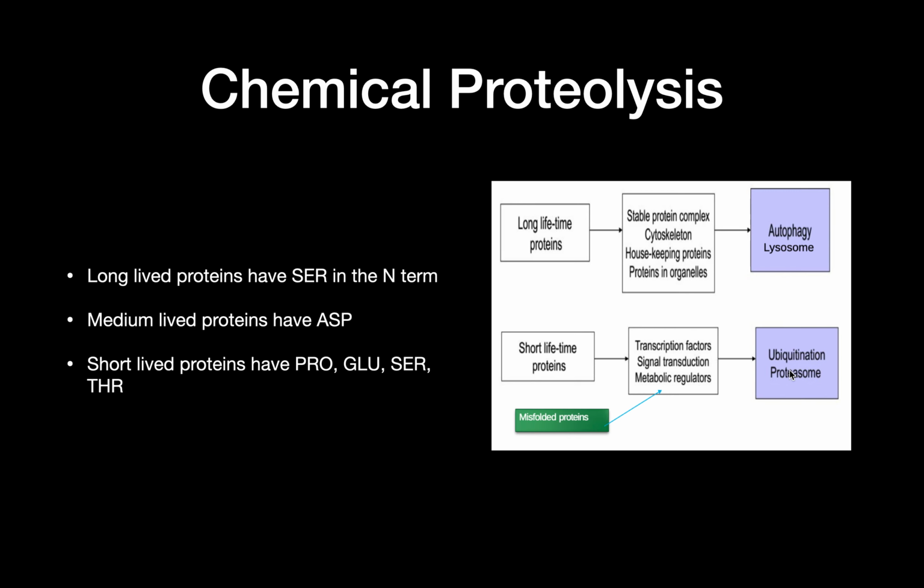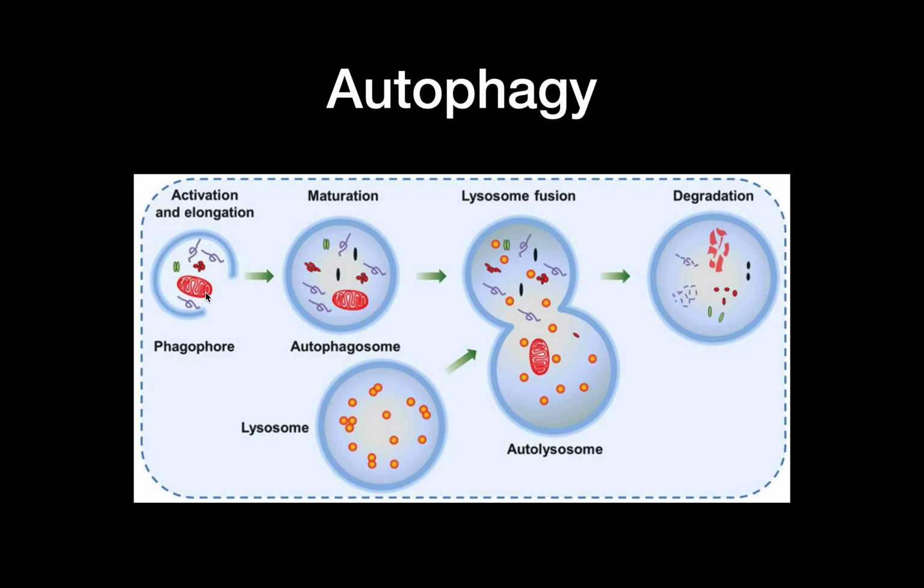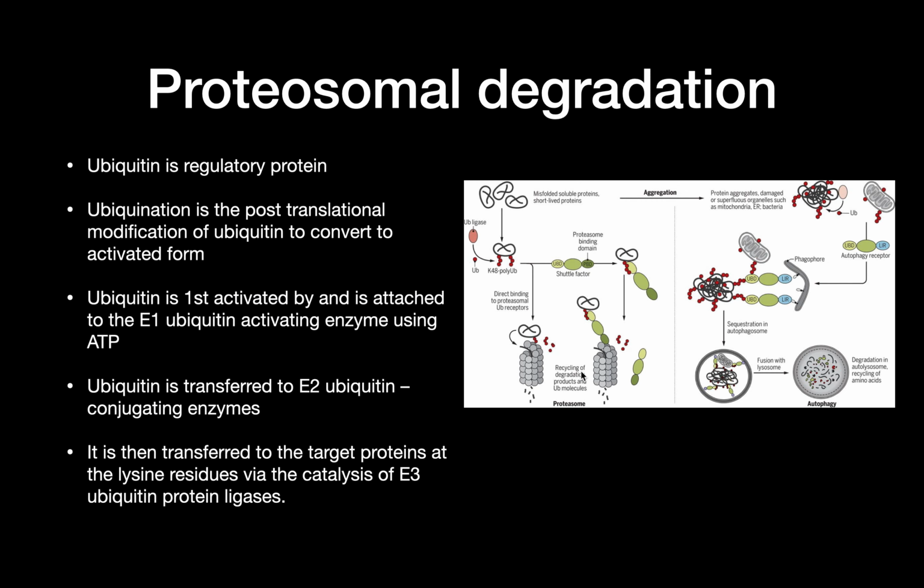All right, so autophagy is when a phagophore just forms around the undesirable particles, and then it fuses with the lysosome, and then is degraded. So proteasomal degradation is a little bit more nuanced. So first, what is ubiquitin? Ubiquitin is a regulatory protein, and ubiquitination is when ubiquitin is activated.